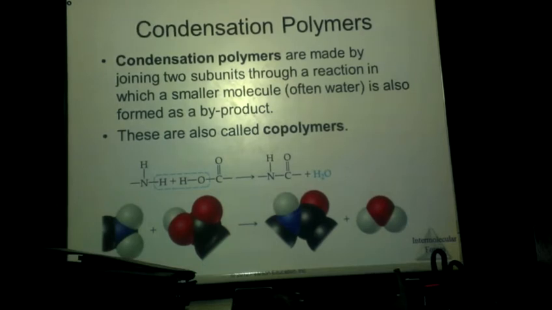So for example, let's say that I want to link two monomers here together. Because there's an OH group here and there's another H attached to the nitrogen here, if I take this water off, I can connect the carbon and nitrogen with a single bond, and then I can get rid of water. So this is just what's called a condensation polymer. I'm connecting two subunits by getting rid of a molecule, usually water, and then I can create a polymer.